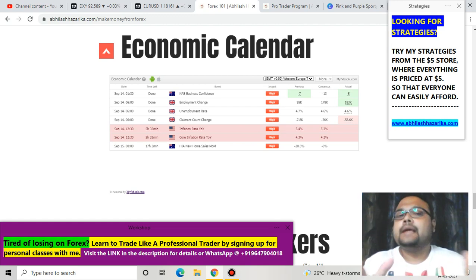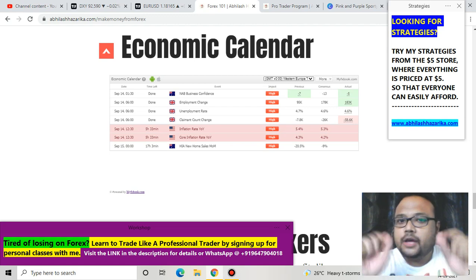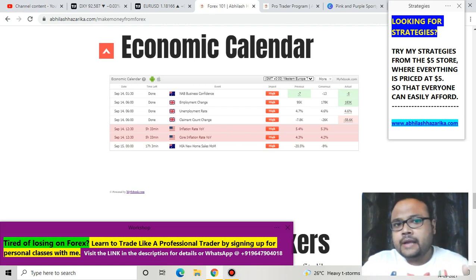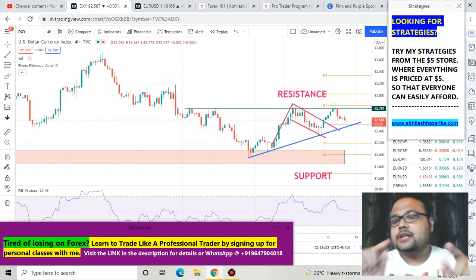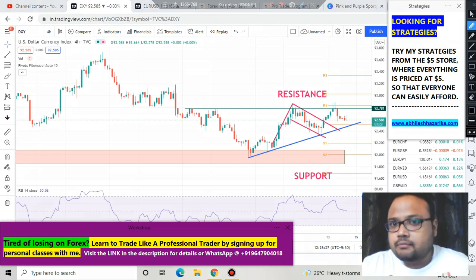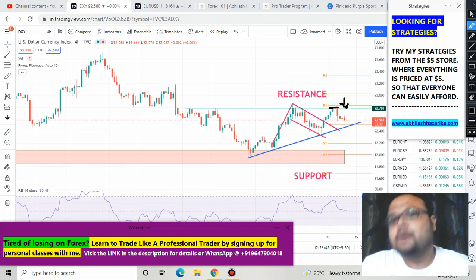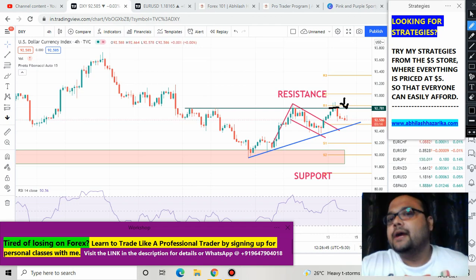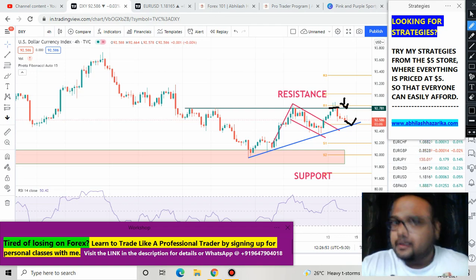This economic calendar will tell you all the high impact events. Today we have a high impact event, and it will be impacting the US dollar. This is the chart of the US dollar in front of us right now. If you have watched my previous video, you know that this was the resistance and we were expecting the market to go down. As per our expectation, the market did go down, but right now you can see that the US dollar also has a support in the form of this trend line here.